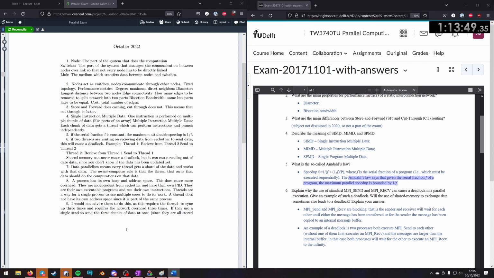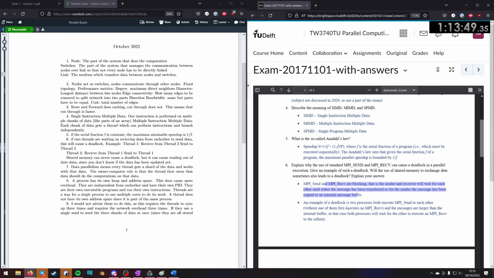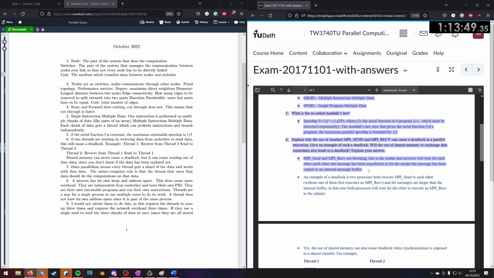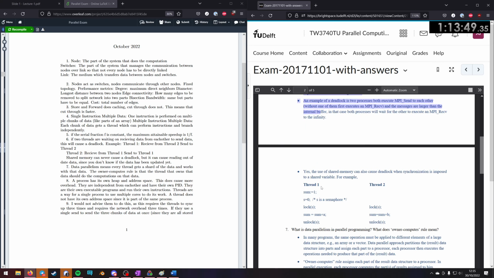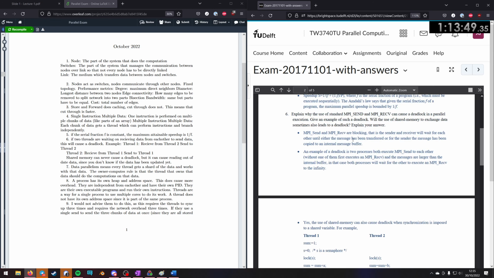Send and receive are blocking. They wait for each other until the message has been transferred. An example is that the messages are larger than the internal buffer; both persons will wait for the other. So we didn't do this, or we didn't talk about the buffer. We did say that they were waiting for each other, which is in a way blocking, right? Yeah, okay, that's true. Although we didn't say anything about the internal buffer. No. But I don't really understand, to be honest.